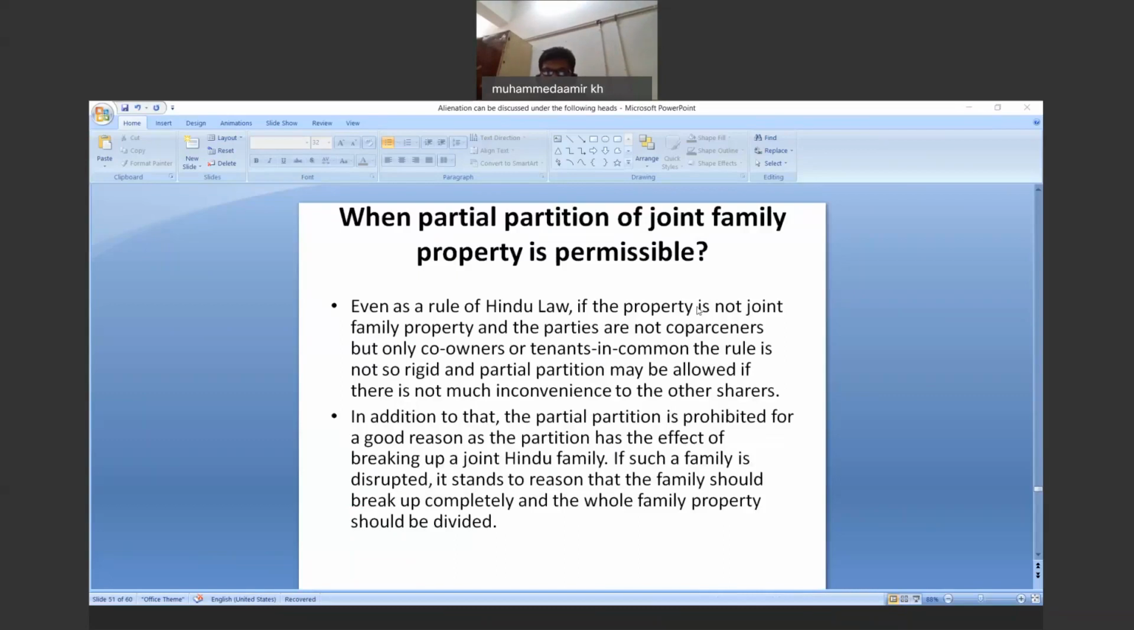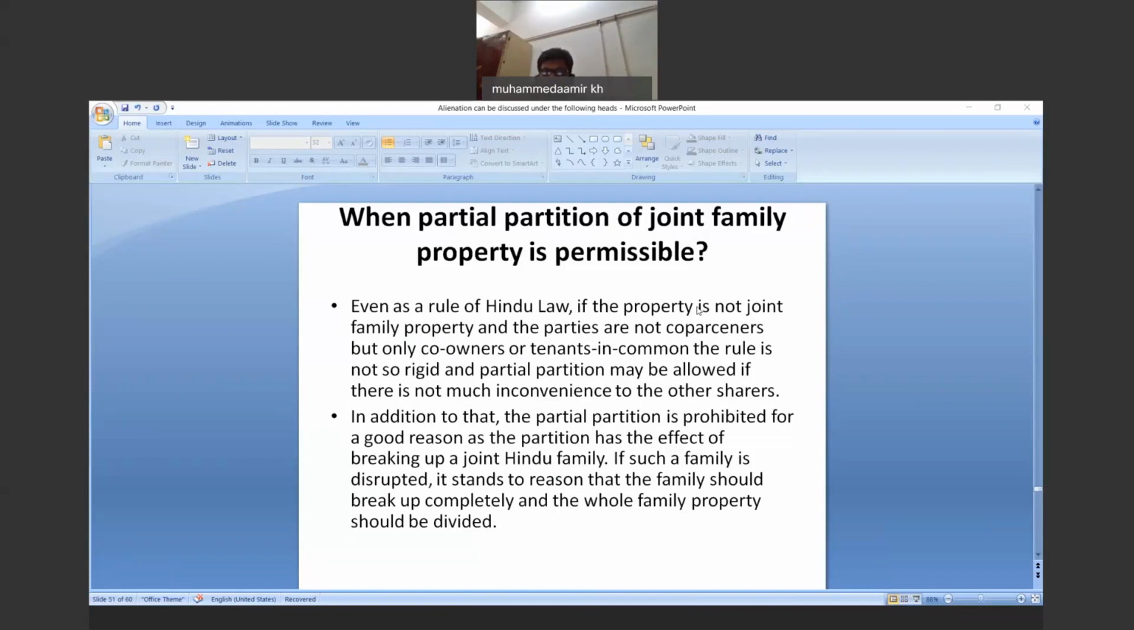Even as a rule of Hindu law, if the property is not joint family property and the parties are not co-partners but only co-owners or tenants in common, the rule is not so rigid and partial partition may be allowed. They are the co-owners or tenants in common, which I have discussed in the last lecture, the 30th lecture, if there is no inconvenience to the other sharers.